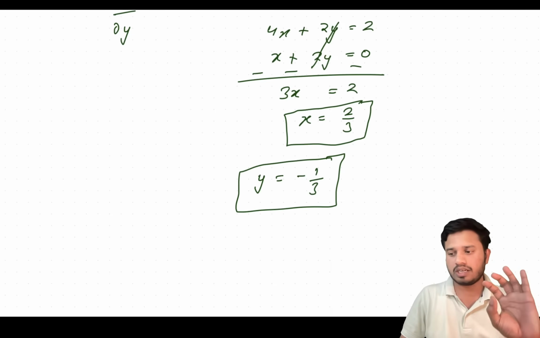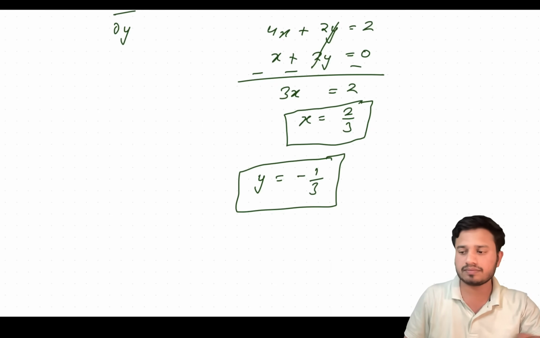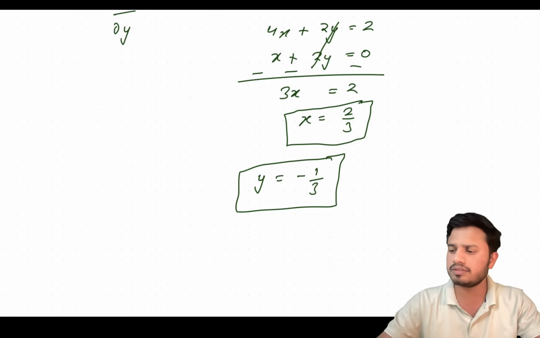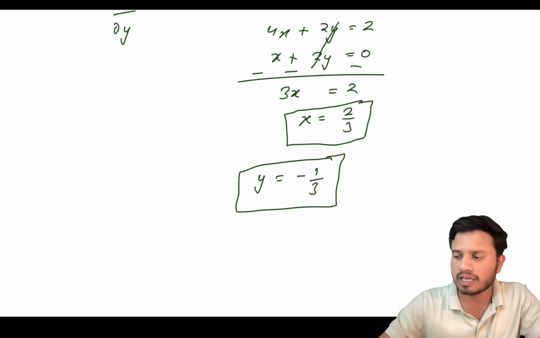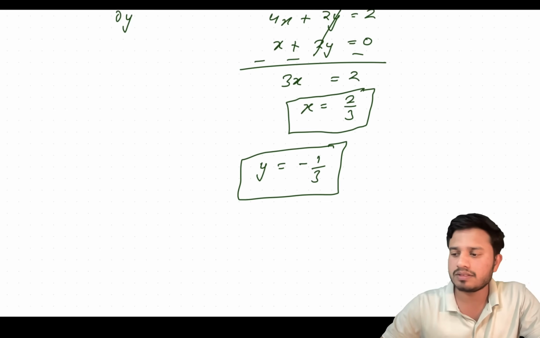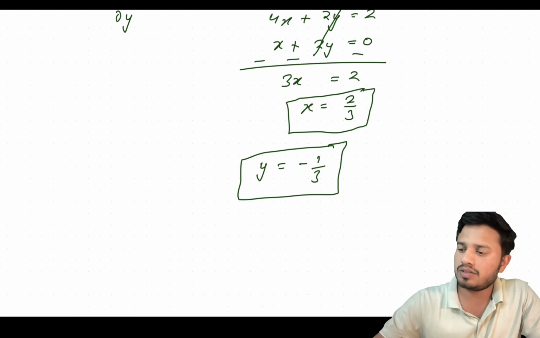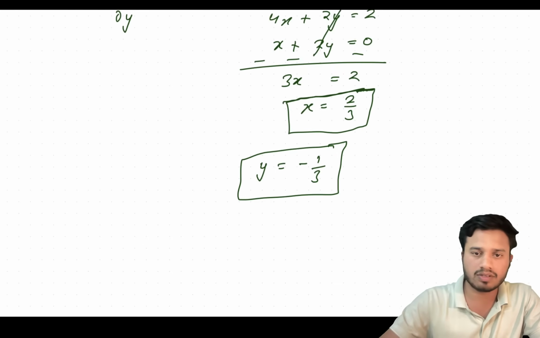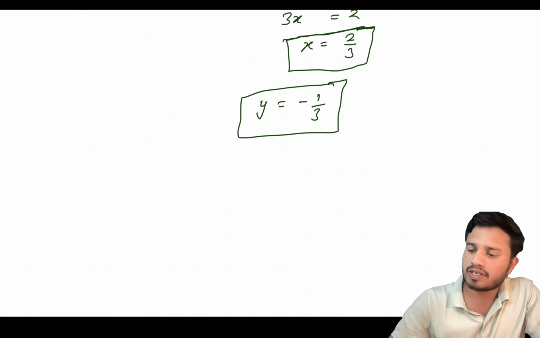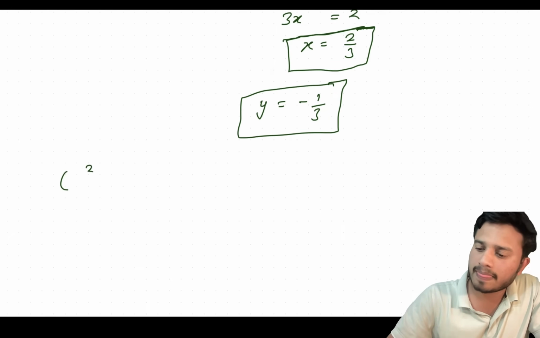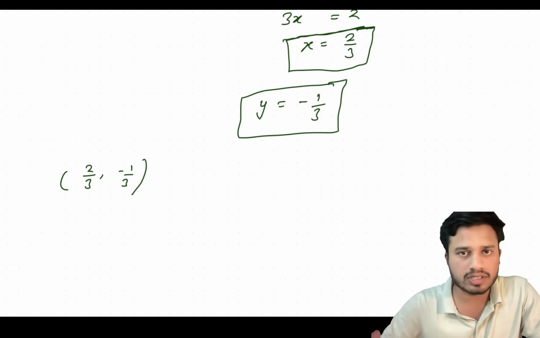Here we have to take every type of combination. Just don't ignore these exercises. So we have a critical point. This is our critical point.